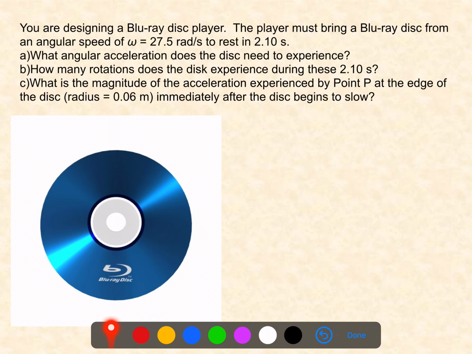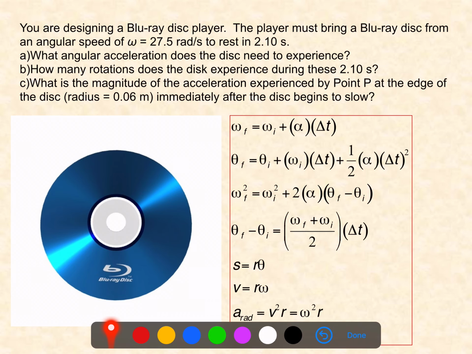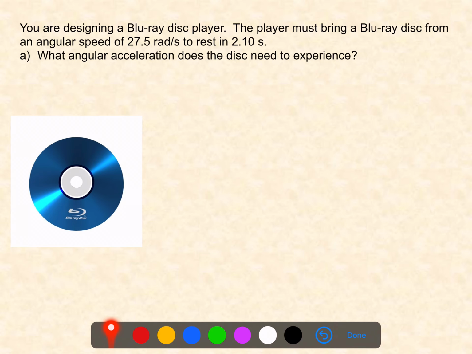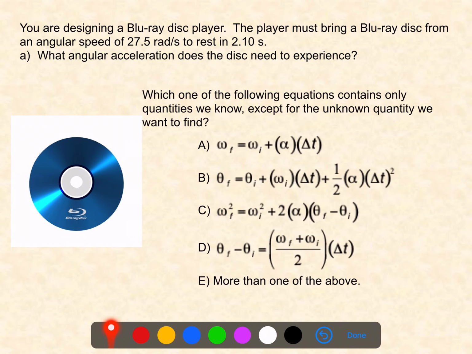And then part C will also be what is the magnitude of the linear acceleration at point P, where you're at the edge of the disk. So we're going to utilize a lot of these equations of motion that we've just discussed, and we're going to try to deduce the answer to all three parts of this question. So let's look at part A first.